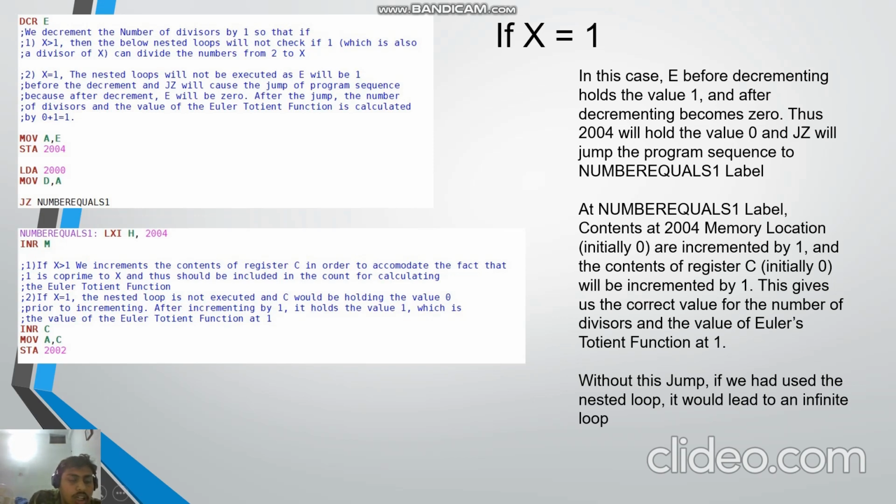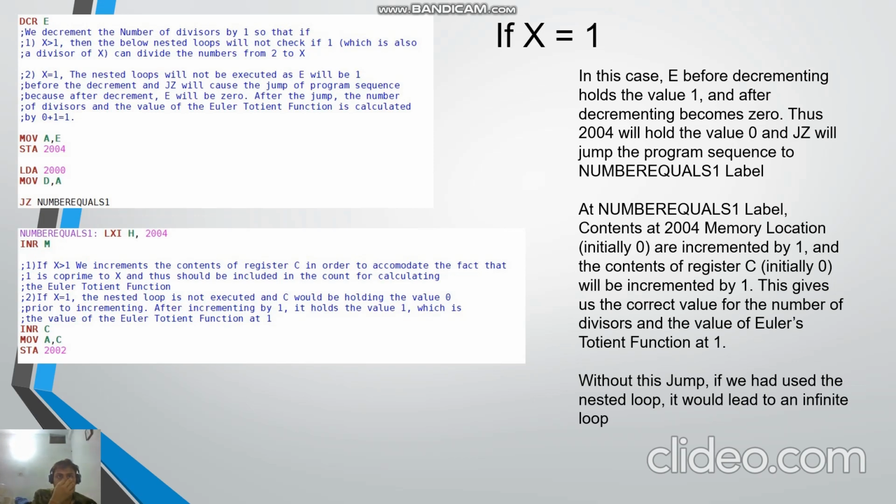C has not been executed. C will, as you will see, not be tampered with until JZ number equals s1. So it will remain 0. So by incrementing C, we will make it equal to 1. That is exactly equal to the value of the Euler's Totient function at 1. So in that way, we find the value of the Euler's Totient function and the number of divisors for 1.